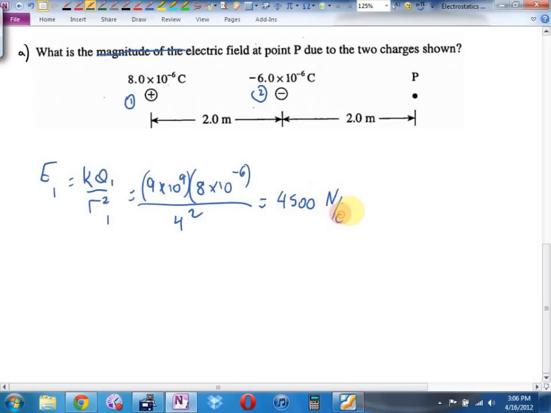Newtons per Coulomb. Direction. So we ignore this charge, temporarily pretend that this charge doesn't exist. This is what you were answering earlier. How do we figure out the direction of electric fields? We ask ourselves a question: if there was a positive right there, which way would it want to move if it could because of that guy?